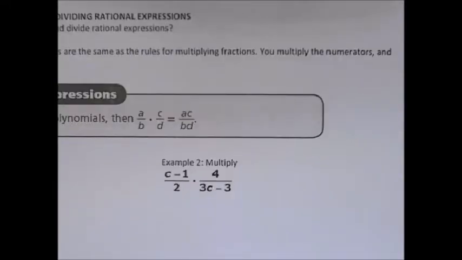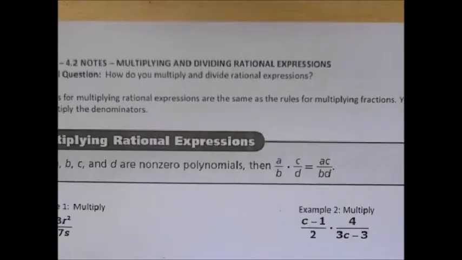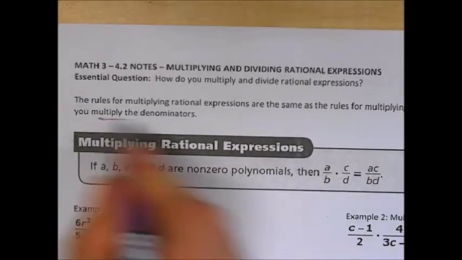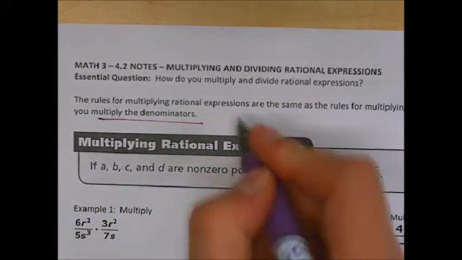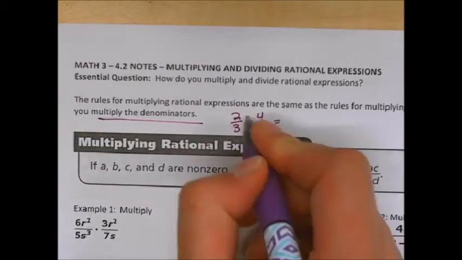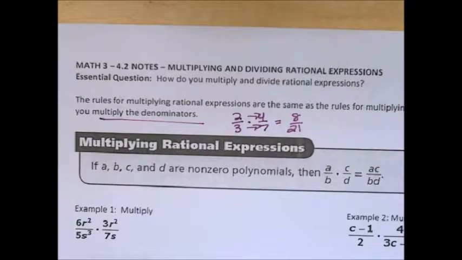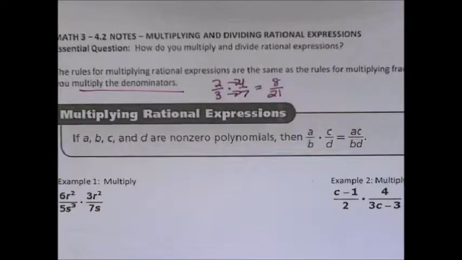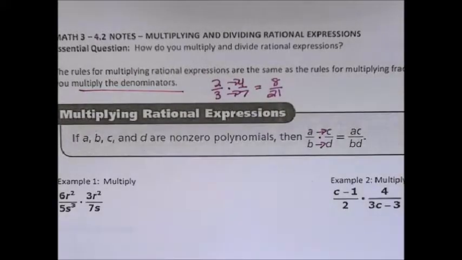You multiply the numerators, so that's our first step. And then we multiply the denominators. So we just multiply straight across. When we would do 2 over 3 times 4 over 7, you just multiply straight across. 2 times 4 is 8, 3 times 7 is 21. Here we see that same thing happens. We multiply straight across. A times C is AC, B times D is BD.